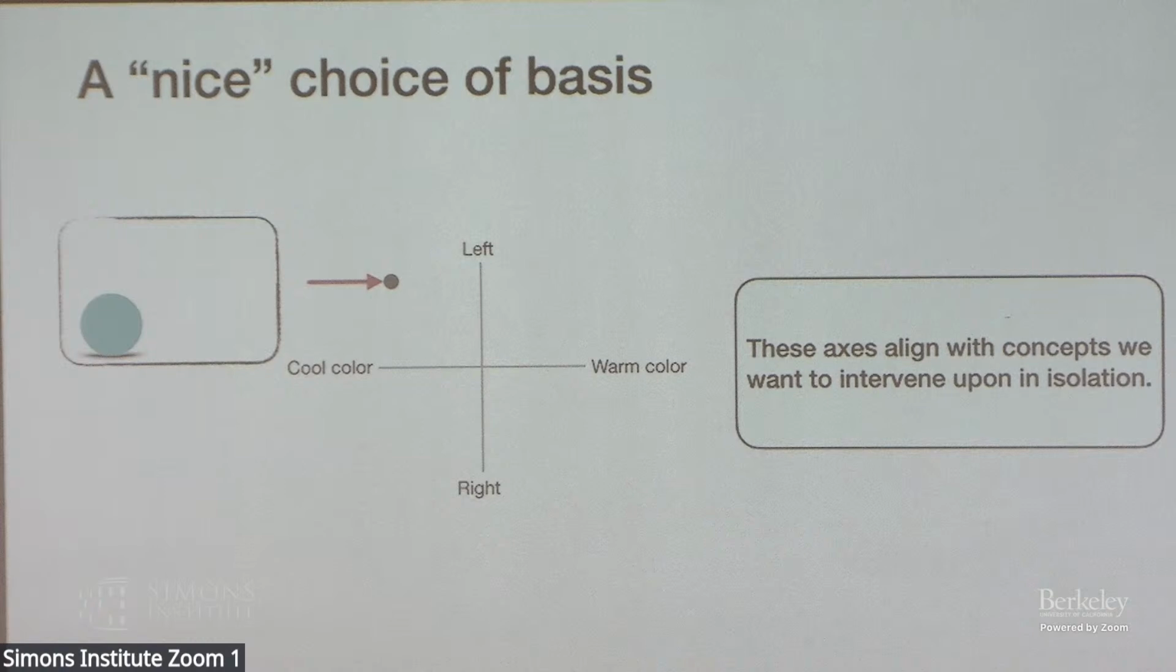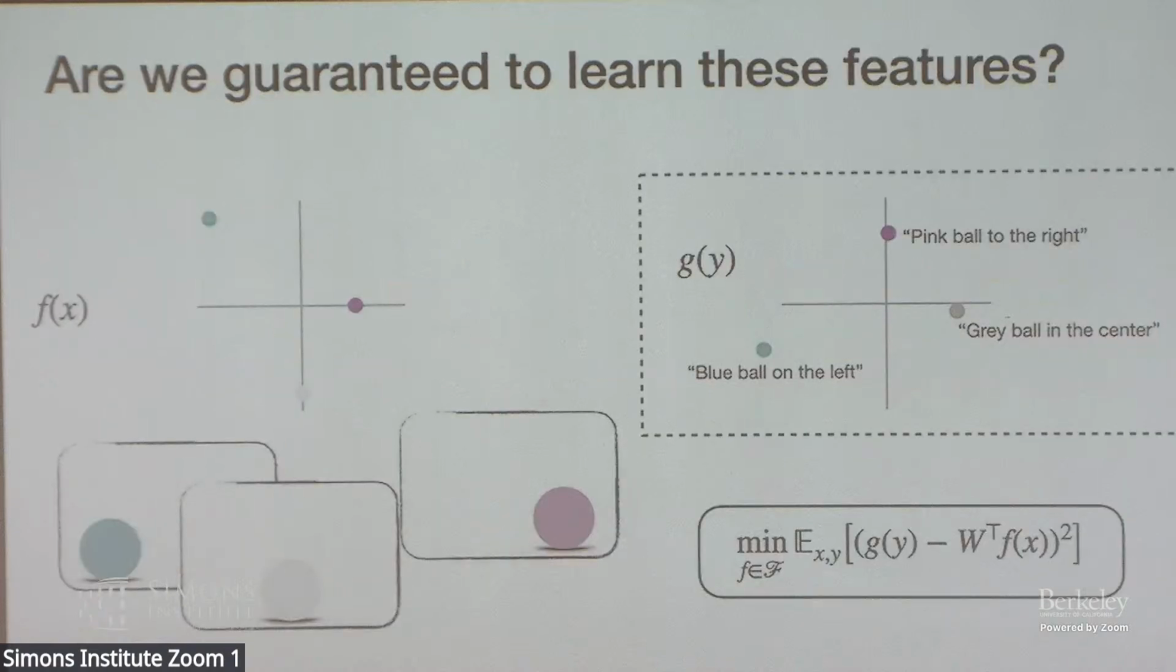So, even if in my images, every time I got a new image, both the color and the position of the ball changed, what I would like to do after I train a model might be to independently, in isolation, manipulate these concepts. And in this particular nice basis, all I have to do is translate along one axis only. And when I do that, only one thing is going to change. In this case, the color. Okay, the question is going to be, am I guaranteed to learn that very nice basis with my objective?